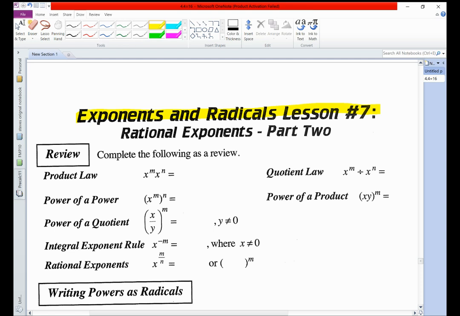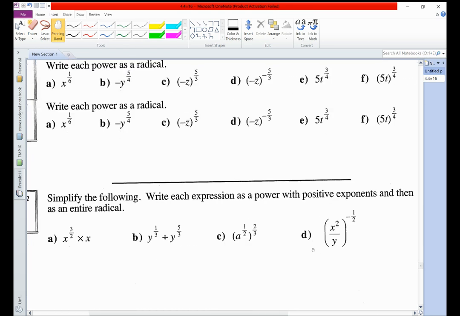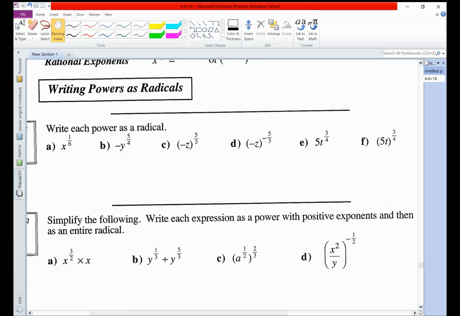So let's skip through the review. We can do that in class. I just want to get started with writing powers as radicals. We did a little bit of this last lesson, but it'll be a quick review. Maybe I'll do every second one or something like that.